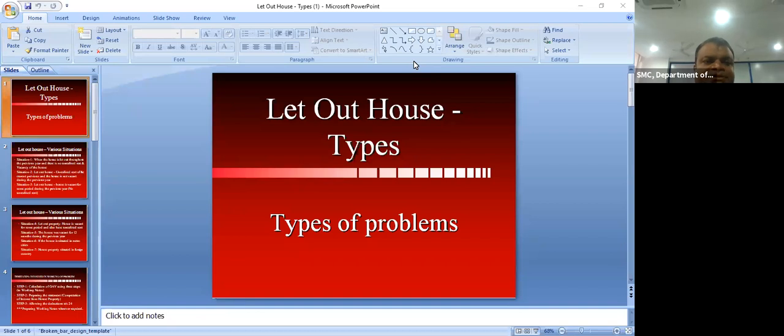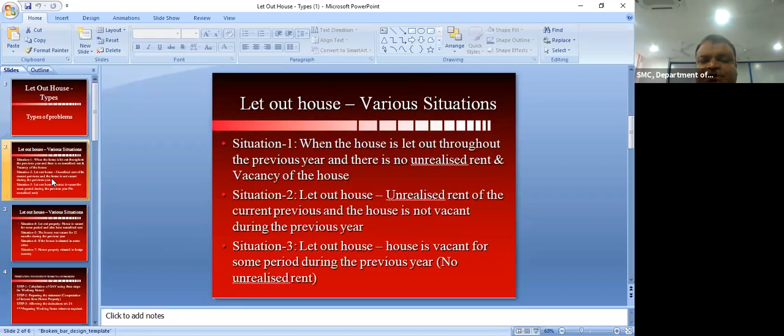Good morning. In today's session, we are going to discuss the let out house and the types involved while letting out the house. There are various types of problems in this let out house. Generally, we let out the house in the previous year, or financial year, and during that whole year you have received rent and the house was not vacant. This could be one situation.